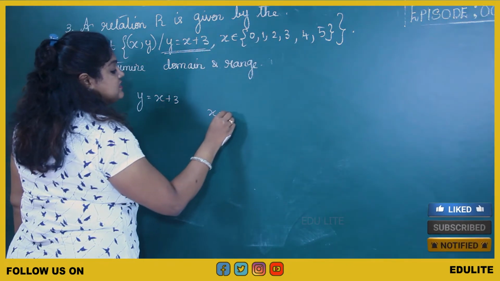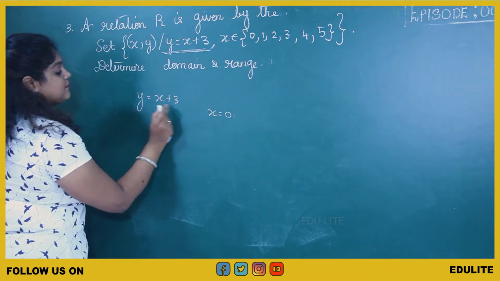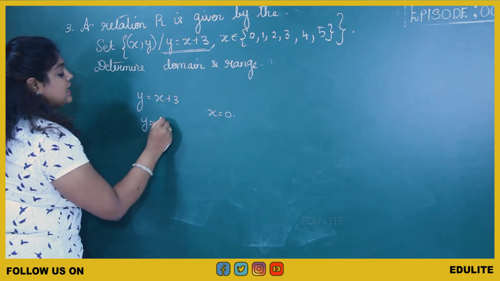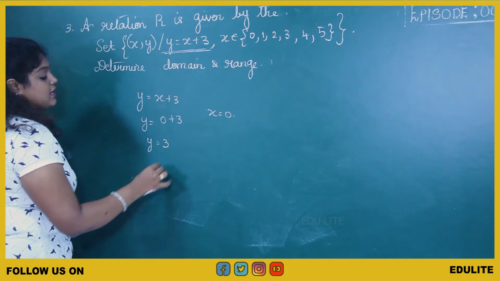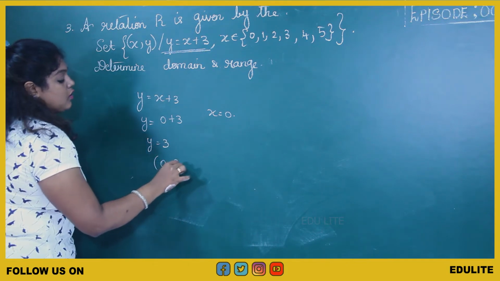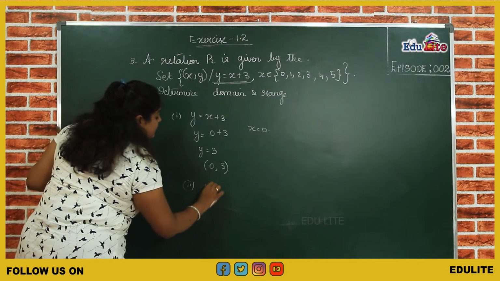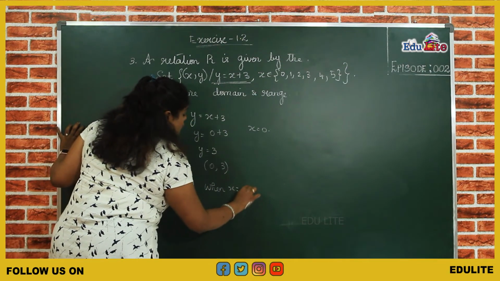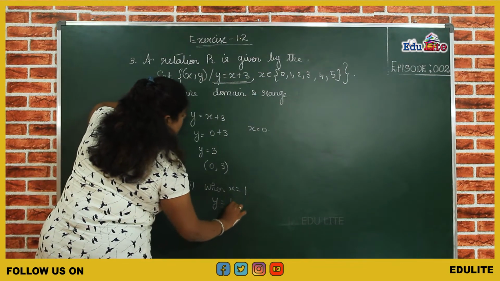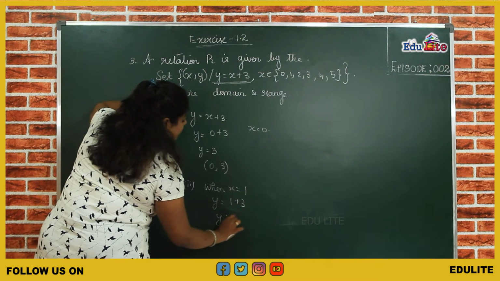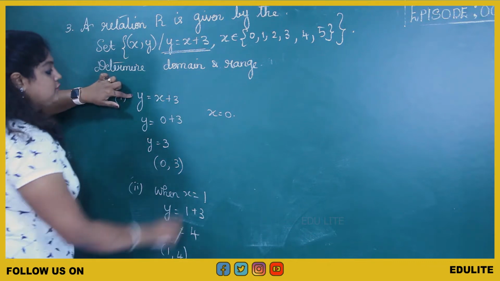First value of x is given as x equals 0. When x equals 0, we will substitute in this notation. We will get y equals 0 plus 3, y equals 3. So when x is 0, y is 3. Second, when x equals 1, the same notation we will use. y equals 1 plus 3, we will get y value as 4. So when x equals 1, y value is 4.